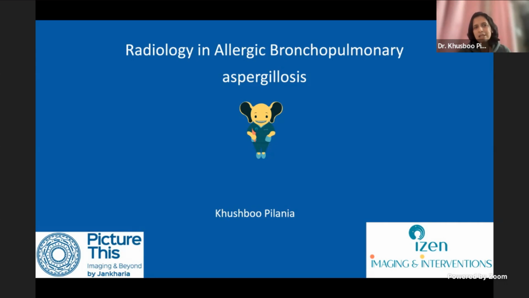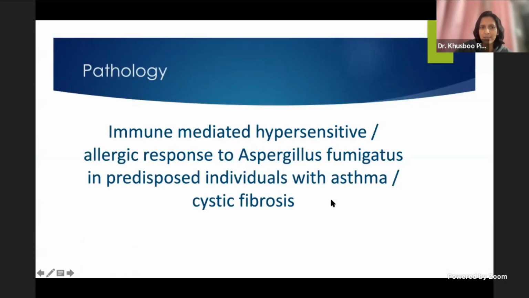So what we will be discussing today is radiology in allergic bronchopulmonary aspergillosis. As has already been discussed, there is no rule that if a certain finding is there, it has to be ABPA. It is always a combination of the radiology, the clinical picture, and the blood workup. But yes, there are certain findings which, if we see, we know how to prognosticate the patient and how the management should go ahead. That is what we will be discussing.